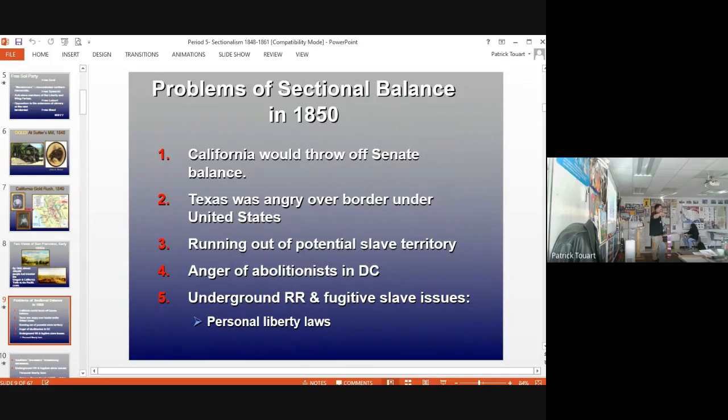The House has long been advantage north, right? Population-wise. The House has always been sort of high population northern representative.